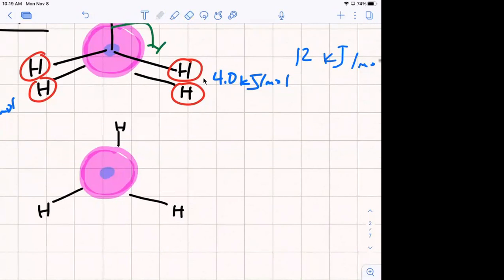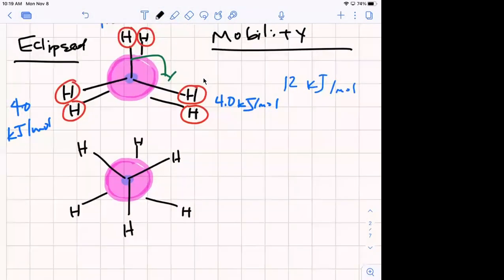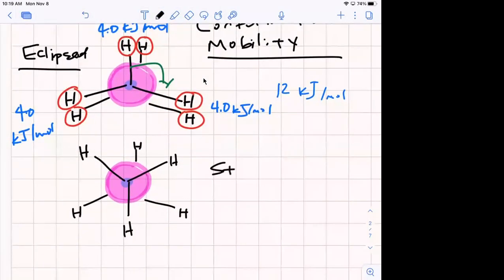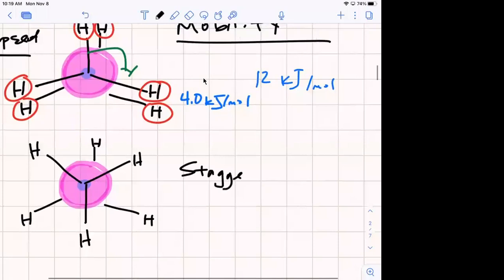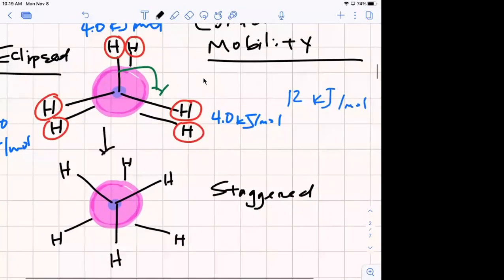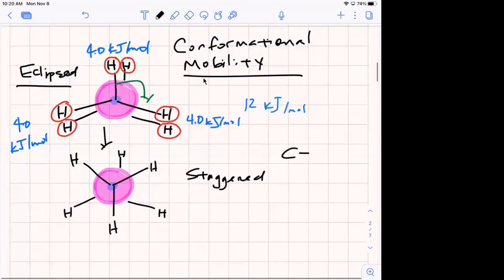And now I'm going to draw this in a different conformation. So now this is hydrogen here, and hydrogen here. This is what we call what? Anybody? Staggered conformation, right? And that comes from rotating around the carbon-carbon single bonds. Again, this is a carbon-carbon single bond. I can rotate around that bond to get to a more stable conformation. That's the whole idea behind the term conformational mobility, because everything in the universe is trying to go from a less stable to a more stable state. It's that simple.